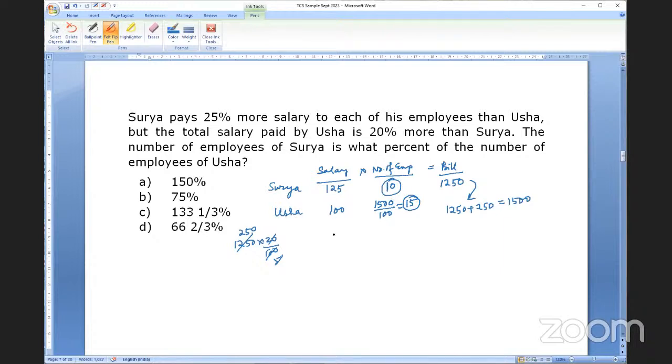The number of employees of Surya is what percent of the number of employees of Usha? That is what they have asked. How much is 2 by 3 in percentage? 2 by 3 in percentage is 66.66%, or as per the given option, 66 2 by 3%. Option D is the pick.